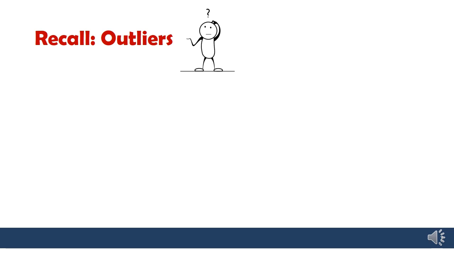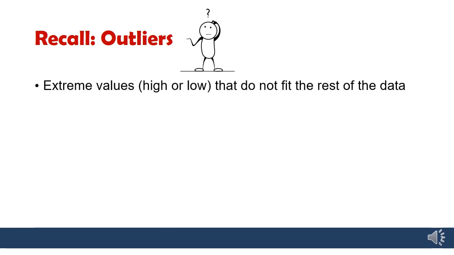To understand different types of distributions and whether data is skewed, we first have to remember this word: outliers. What is an outlier? We learned about it last year in grade 9. An outlier is an extreme value, it could be really high or really low, that doesn't fit in with the rest of the data. Some of you might have even read this book, Outliers by Malcolm Gladwell, where he talks about people who did unusual things and became successful. So it's sort of the same idea.